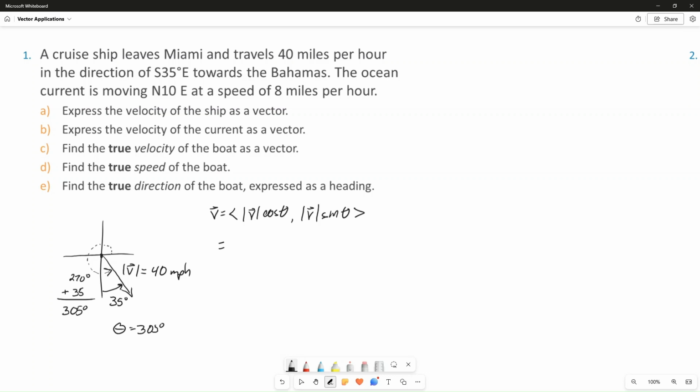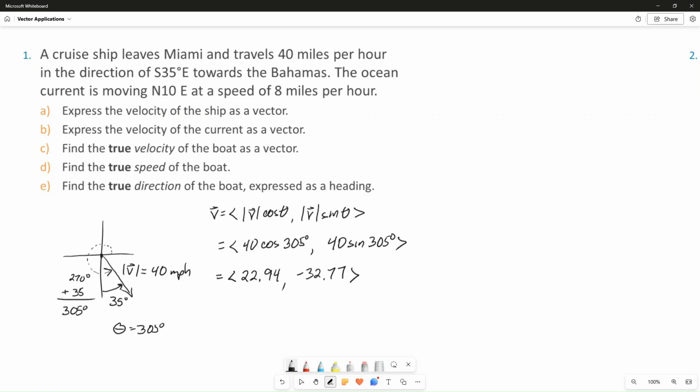So the velocity of the ship is going to be 40 times the cosine of 305 degrees. That's the x component, and then the y component is going to be 40 times the sine of 305 degrees. And if we use a calculator, we can compute that to be 22.94 in the horizontal component, and then negative 32.77 in the vertical component.